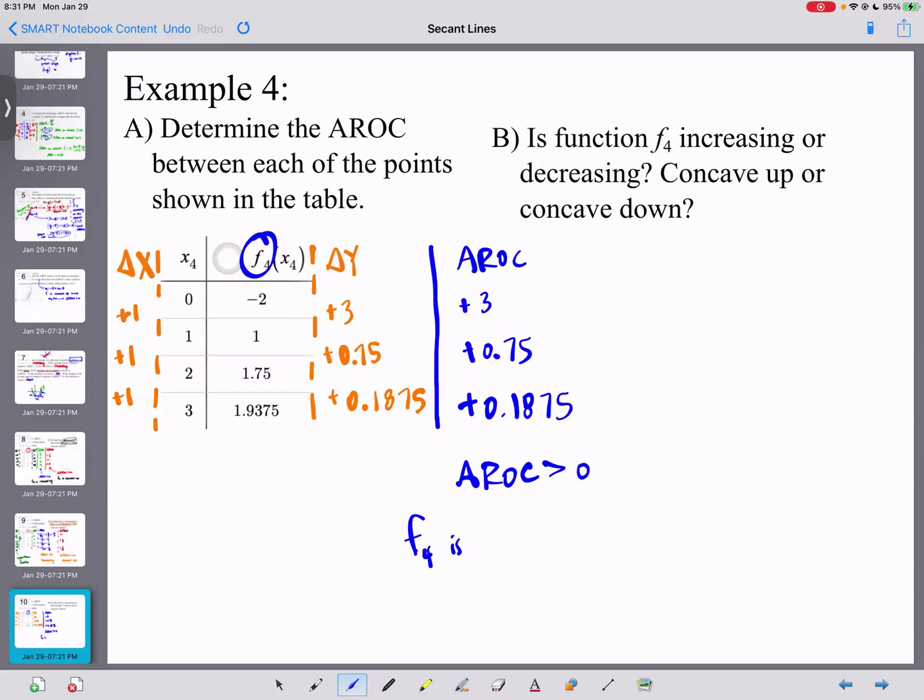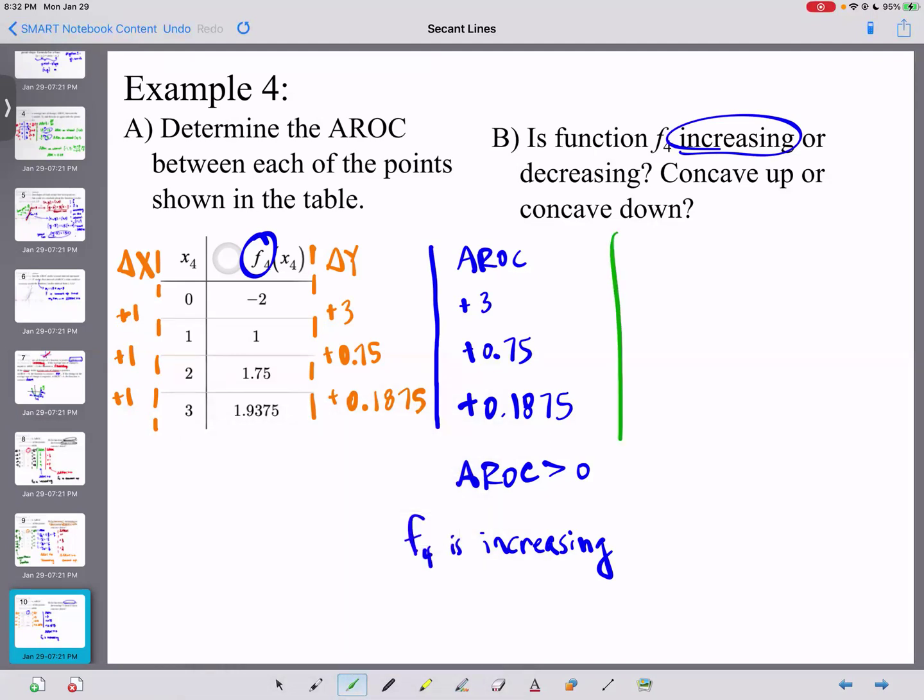Someone other than Sion would be great. Is it increasing? It's increasing. Good, Jesse. F4 is increasing because the slope of its function, if you will, the AROC, which is very similar to slope, just not a perfect line, so we wouldn't call it slope. It is increasing. That is correct.